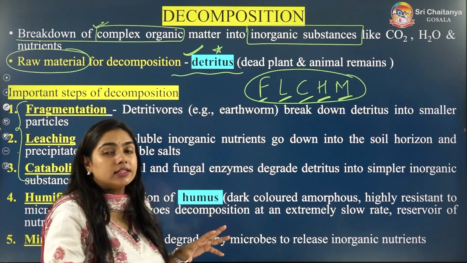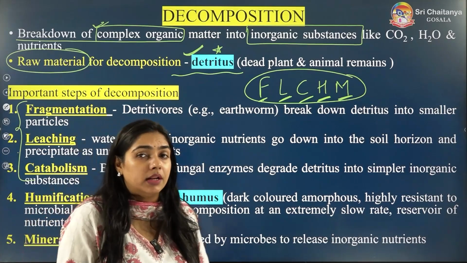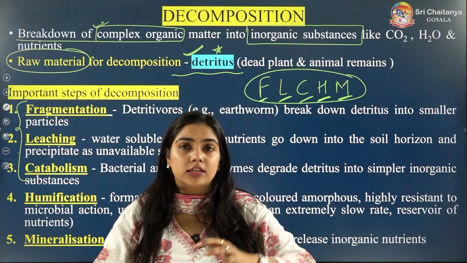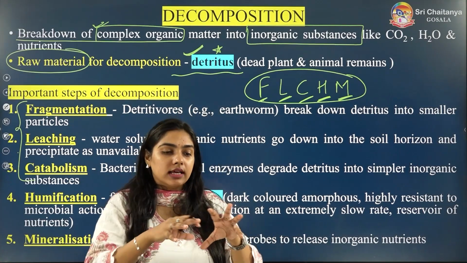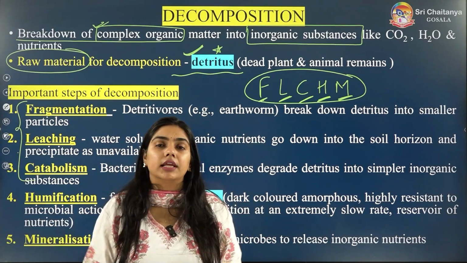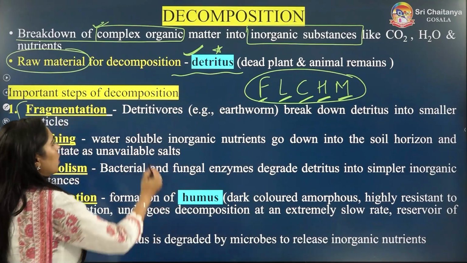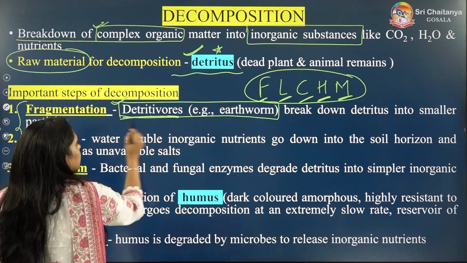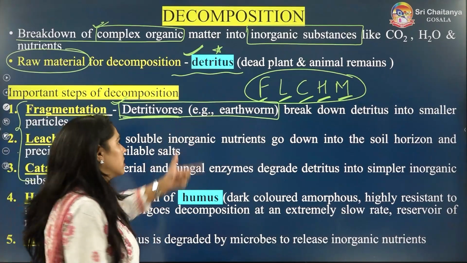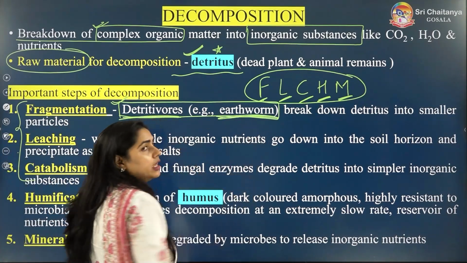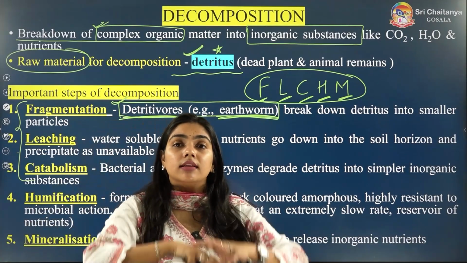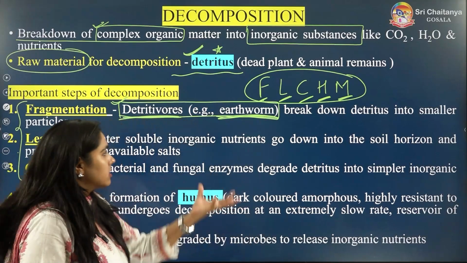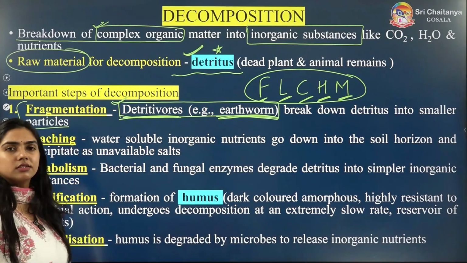So let us understand fragmentation. It is very, very simple. Fragmentation is simply the physical breakdown. No chemical breakdown is occurring. Only the bigger parts are converting into small parts. And who is going to do that? Detritivores, because they are eating the detritus. Detritivores like earthworm will break down the large complex organic matter into small fragments, into smaller particles.